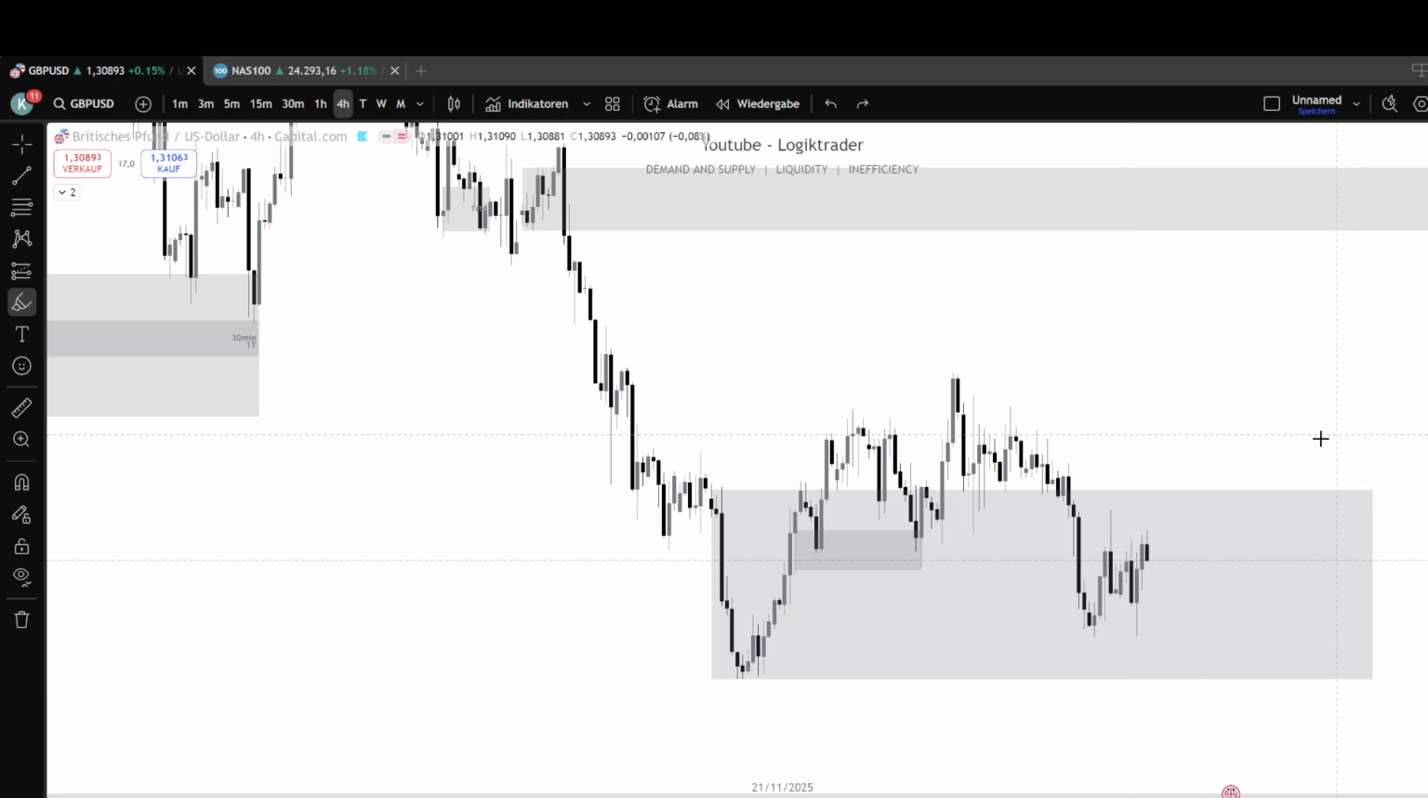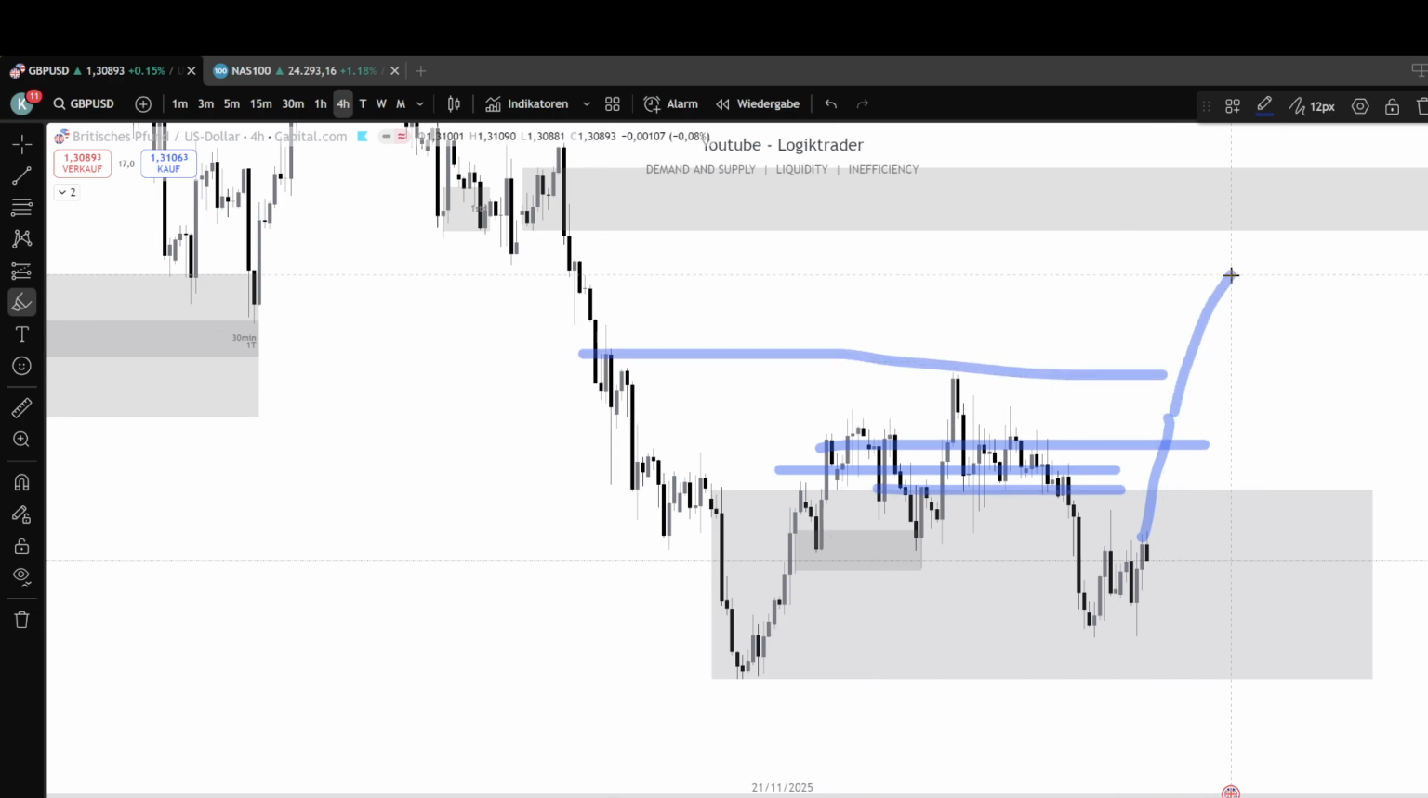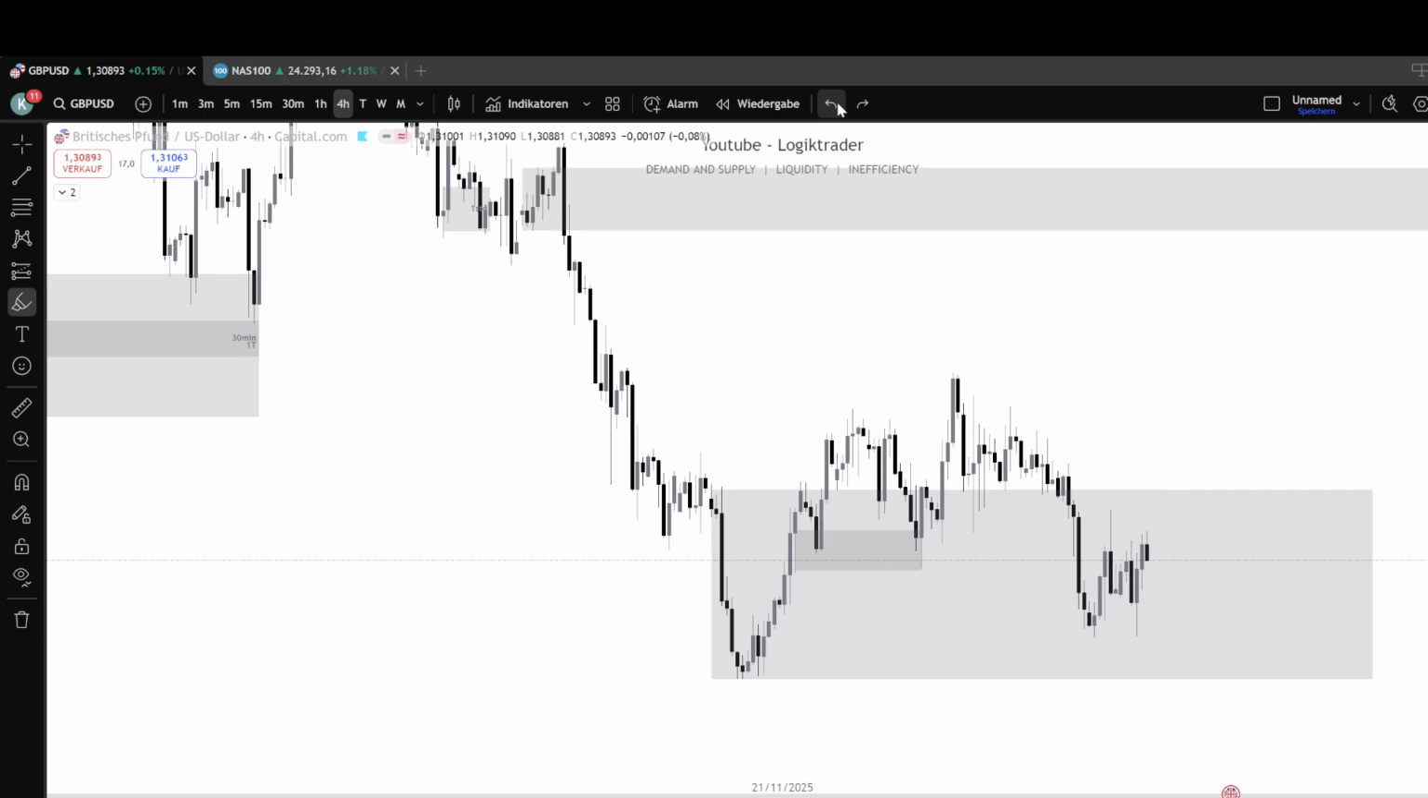This is what I'm expecting this week on GBPUSD, for price to come down, sweep the liquidity which is here, sweep the Asian liquidity which is here, and come into our zone, or for price to go up, sweep all this liquidity here and sweep the liquidity above here and go up. So that's basically it for GBPUSD this week. There's not much to say on it.